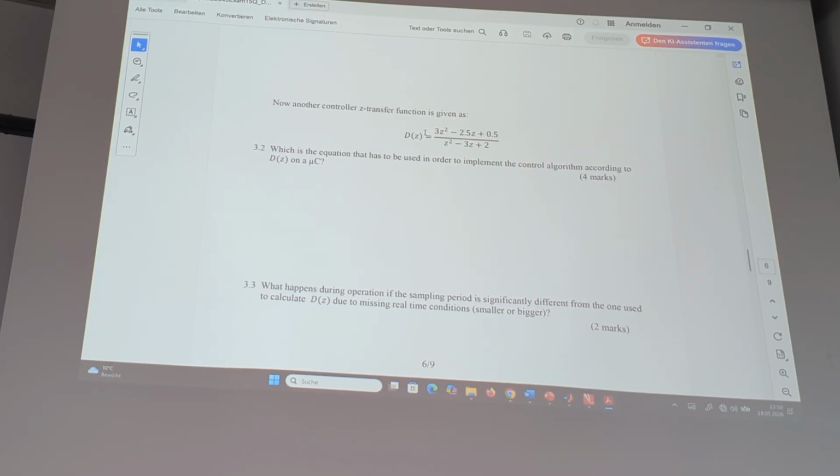So what are the consequences here? If I'm running the equation too fast or too slow, what are the consequences?